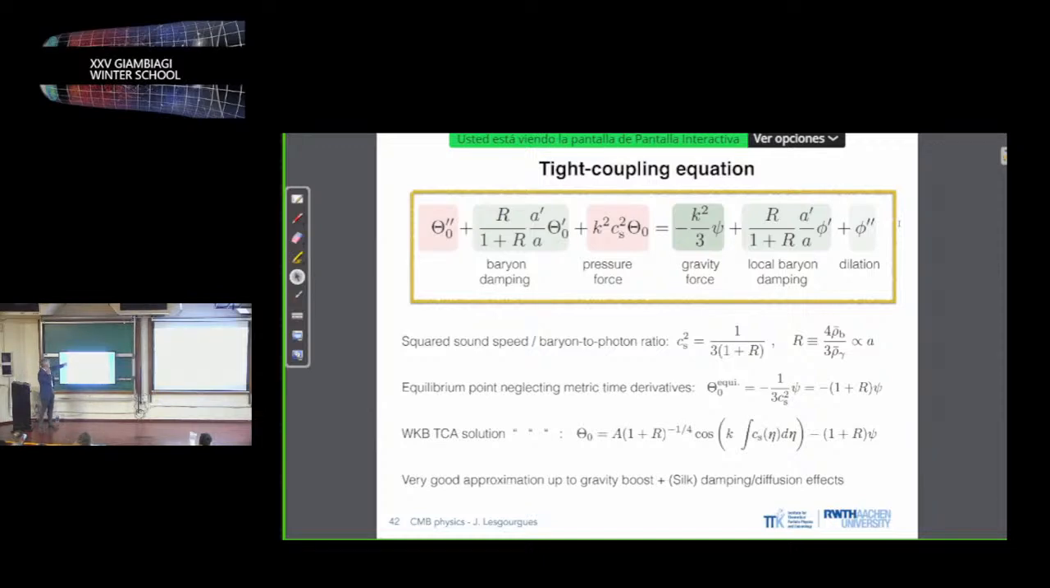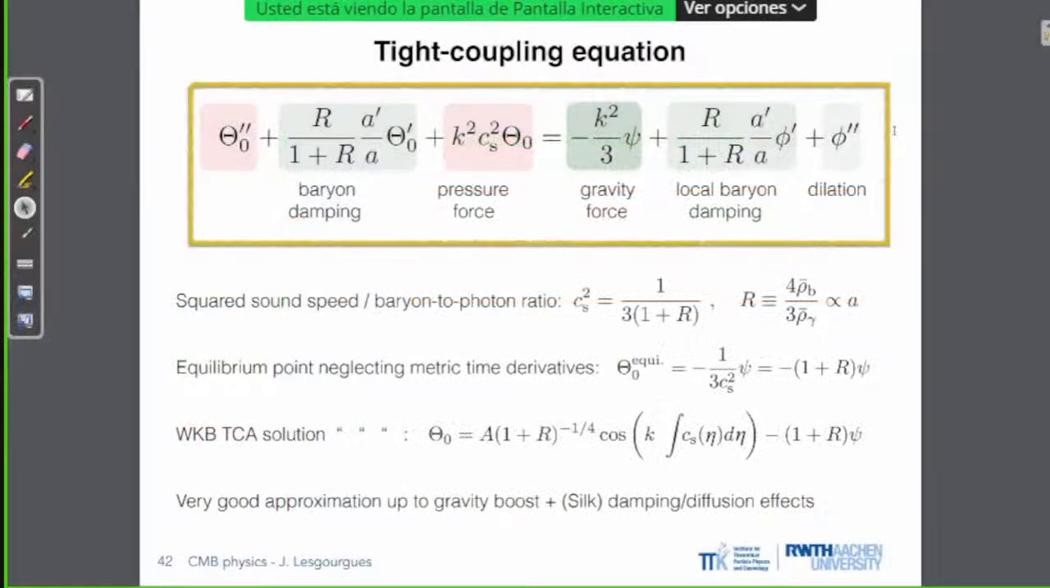So we have expanded our theta in multipoles. And I remind you, we said monopole equals local density, dipole equals bulk velocity, quadrupole equals anisotropic stress. And then we have all the higher multipoles.